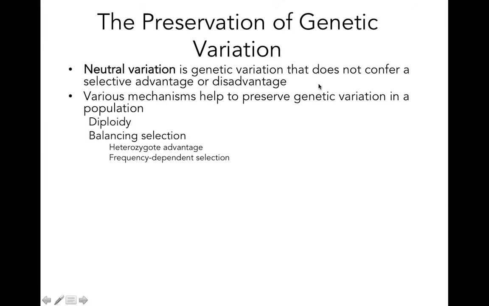Now, we know that there is a lot of variation, a lot of mutations out there that are what we call neutral. Neutral means that these genetic variations do not necessarily confer advantage or disadvantage to the bearer of that particular gene. But there are a number of mechanisms that help preserve genetic variation in a population. This includes being diploid, as well as different types of balancing selection. Heterozygote advantage and frequency-dependent selection being two examples of types of balancing selection.